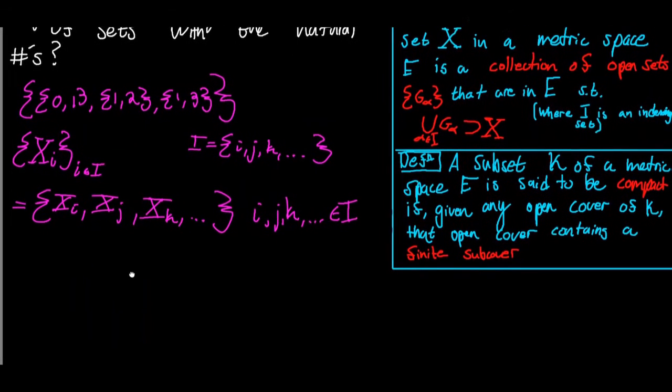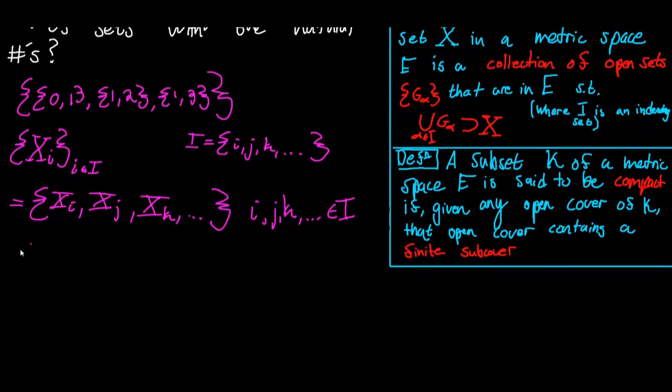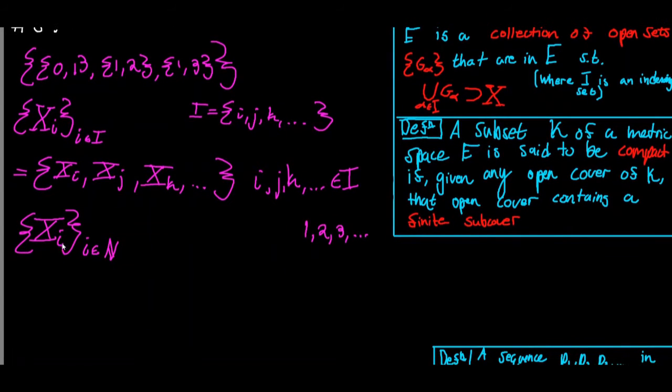Well, say I indexed a collection of sets with the natural numbers, with this x sub i example, x sub i such that i is in the natural numbers. This bolded N here is short for the natural numbers, that is 1, 2, 3, and so on. So if I were to index this collection of sets with the natural numbers, then if I expand this out, I would have x sub 1, x sub 2, x sub 3, and so on.